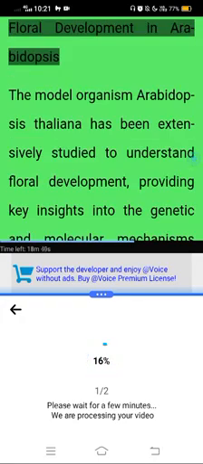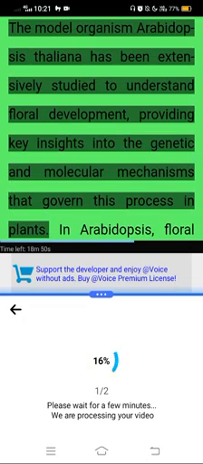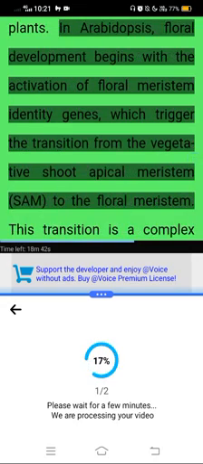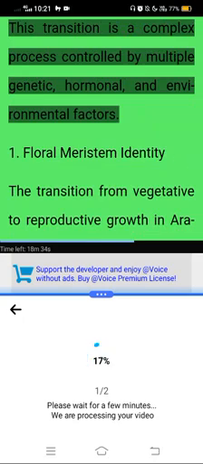Floral development in Arabidopsis. The model organism Arabidopsis thaliana has been extensively studied to understand floral development, providing key insights into the genetic and molecular mechanisms that govern this process in plants. In Arabidopsis, floral development begins with the activation of floral meristem identity genes, which trigger the transition from the vegetative shoot apical meristem (SAM) to the floral meristem. This transition is a complex process controlled by multiple genetic, hormonal, and environmental factors.